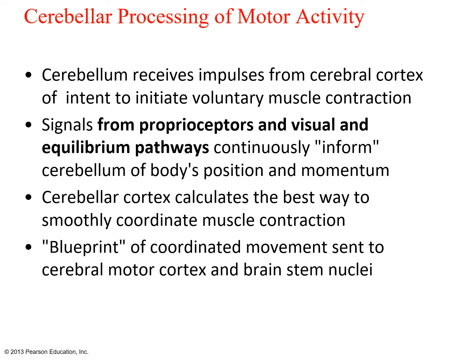So essentially the cerebellum will calculate the best way to coordinate and smoothen the muscle contraction that is being directed by the motor cortex of the cerebrum. And so basically the cerebellum will send a blueprint of coordinated movement to the motor cortex and to the brainstem nuclei. So basically the cerebellum says, oh, you want to move the arm in this direction, in this fashion, here's exactly the best way to go about it.